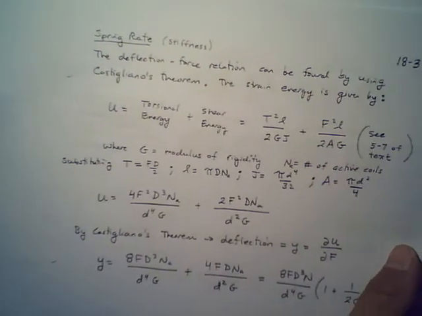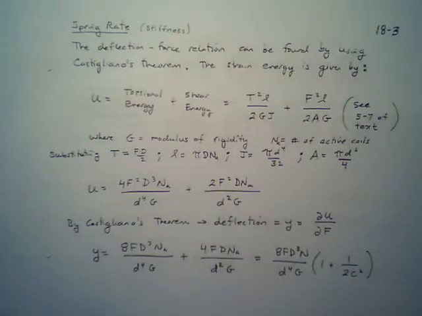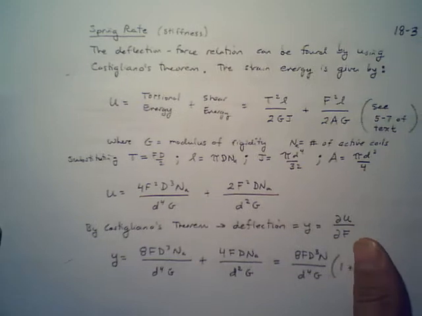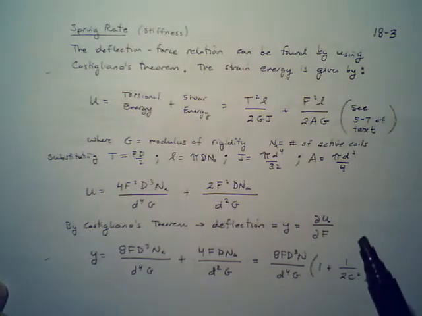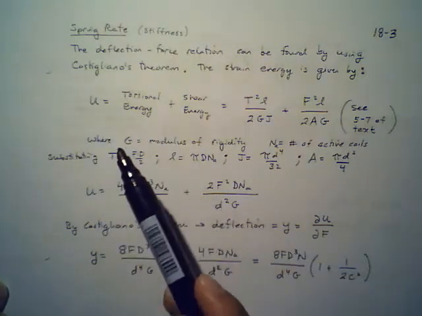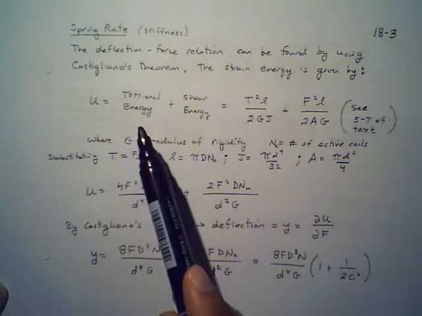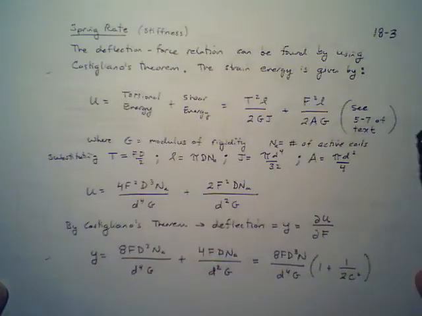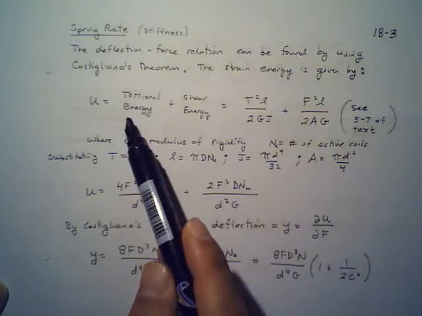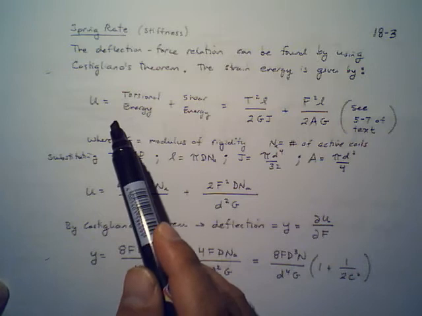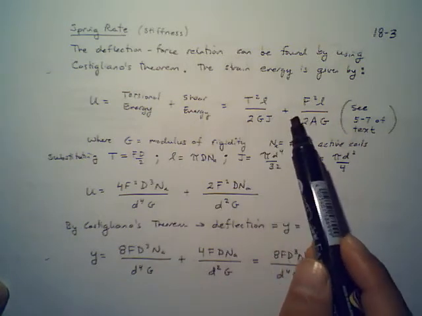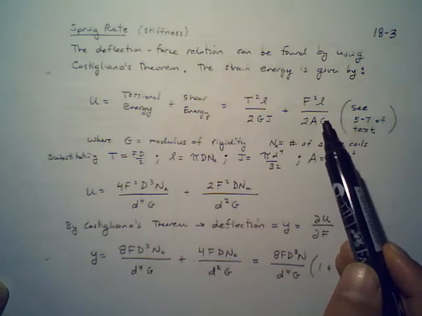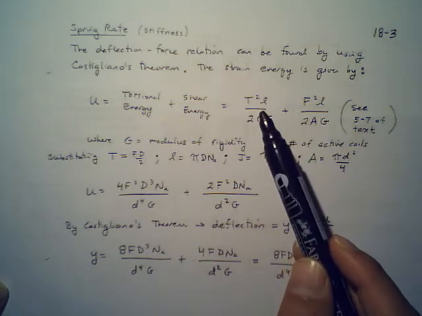Now I would like to look into the spring rate, right? We all know that F is going to be equal to kx, and one thing we can do is we can find the spring rate, and the way we're going to find the spring rate is based on the energy method. So you are not really responsible for deriving this. I'll tell you that the energy in a spring is going to be equal to T squared L over 2JG plus F squared L over 2AG, and this comes from the energy method.